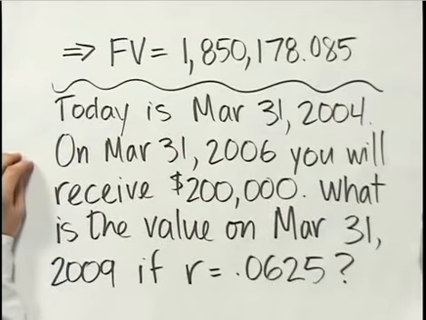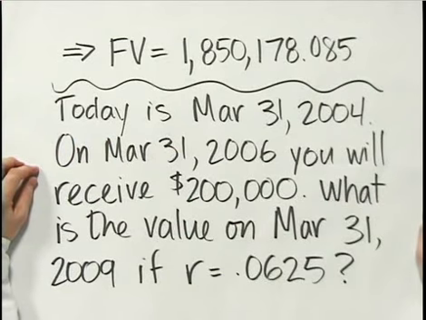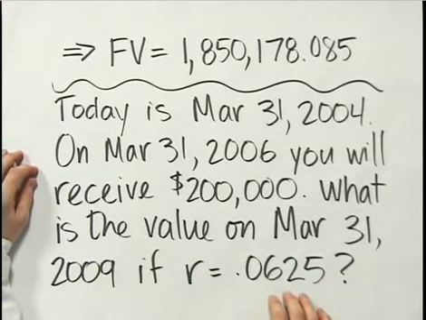Today is March 31st, 2004. On March 31st, 2006, you'll receive $200,000. What's the value on March 31st, 2009 if the interest rate is 6.25%? So this is another time value of money problem dealing with future value, except that the future is even after the occurrence of the cash flow. So let's see how we would solve that.